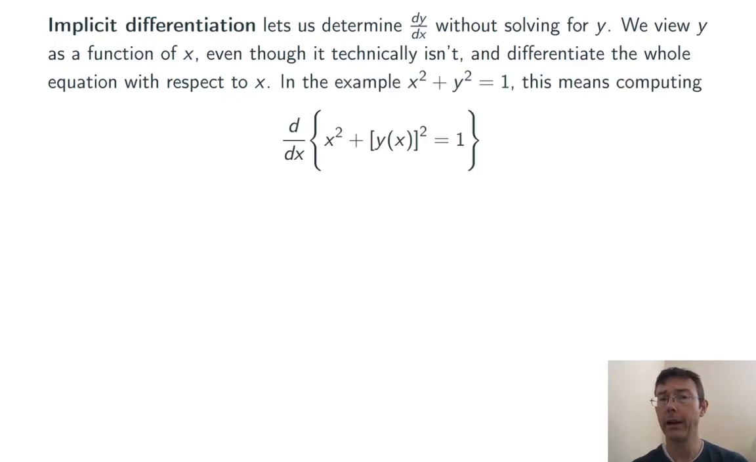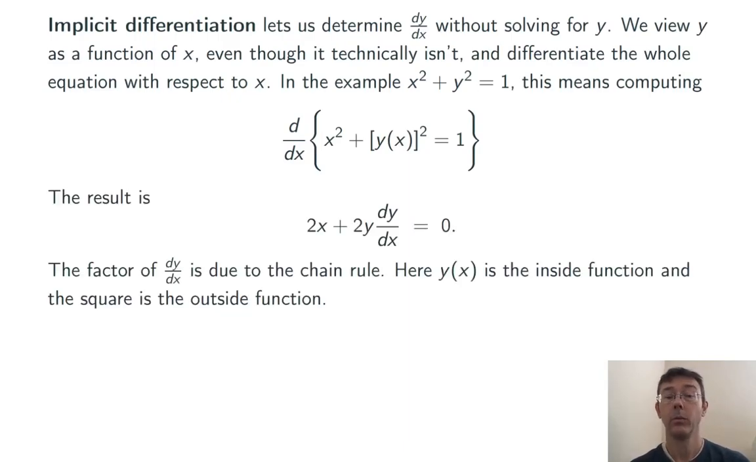Since we're viewing y as a function of x, let's write y(x) to stress that. Now, when we look at that middle term, we see that we have a composition. We have an outside function, the square, and an inside function, y(x). So when we differentiate this, we're going to need to use a chain rule. We get 2x plus 2y dy/dx equals 0.